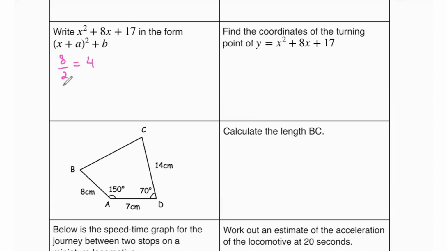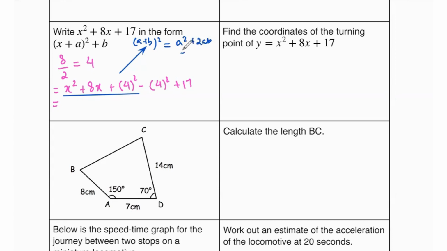So once you've divided your b value by 2, we write x squared plus 8x plus the square of 4 minus the square of 4 plus 17. Since plus 4 squared is a new term that we've introduced, we have to subtract it as well. That's why we wrote minus 4 squared as well. We need to turn this part of the equation into a plus b whole squared. Because right now what we have is a squared plus 2ab plus b squared, but we need to write it as a plus b whole squared.